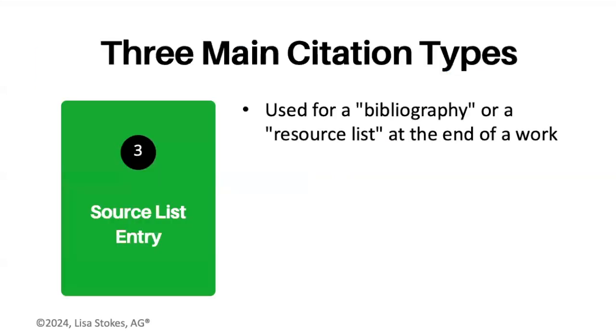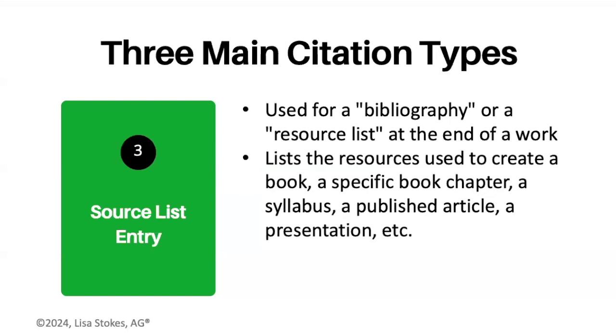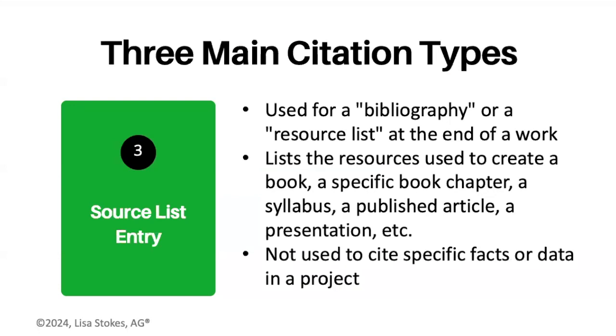The third main citation type is called a source list entry, and this is used for a bibliography or a resource list at the end of a work. This lists the resources that were used to create the book, or create a specific chapter in a book, or to create a syllabus, a published article, or a presentation. Source list entry citations are not used to cite specific facts or data in a project.